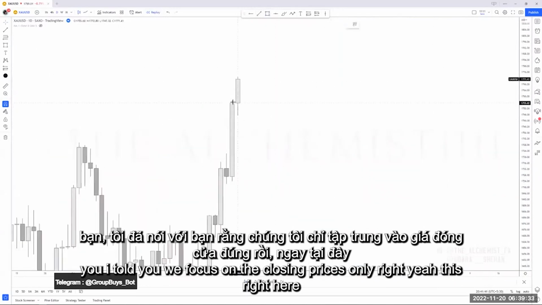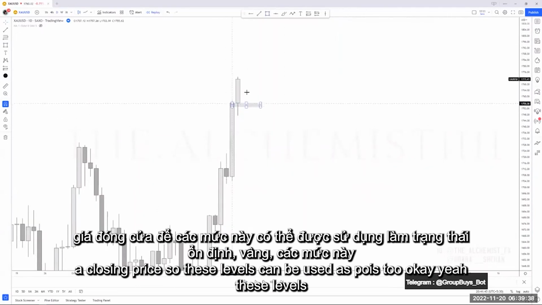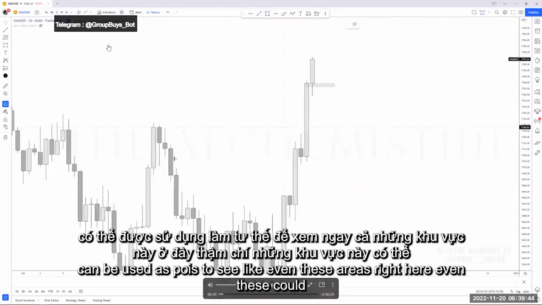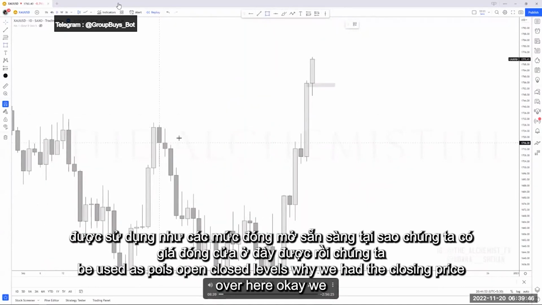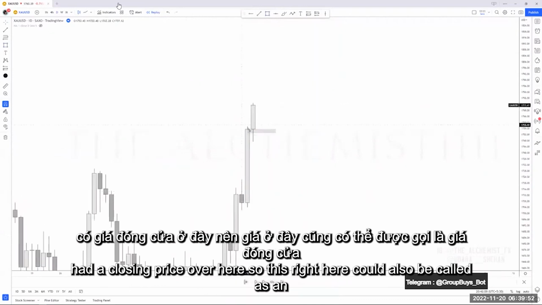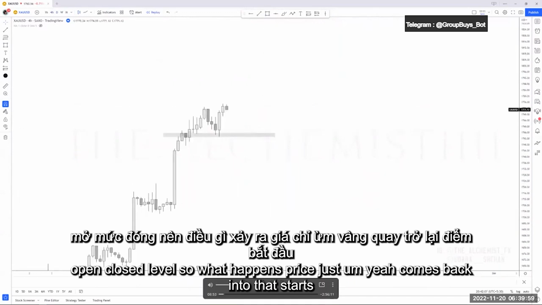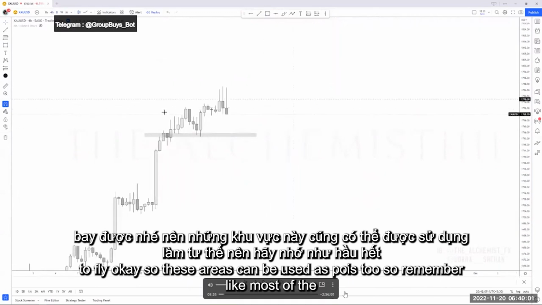So this right here, what is this? This is also a closing price, right? This right here is also a closing price. So these levels can be used as POIs too. See, like even these areas right here, even these could be used as POIs. Open close levels. Why? We had a closing price over here, so this right here could also be called an open close level. What happens? Price just comes back into that, starts to fly. So these areas can be used as POIs too.